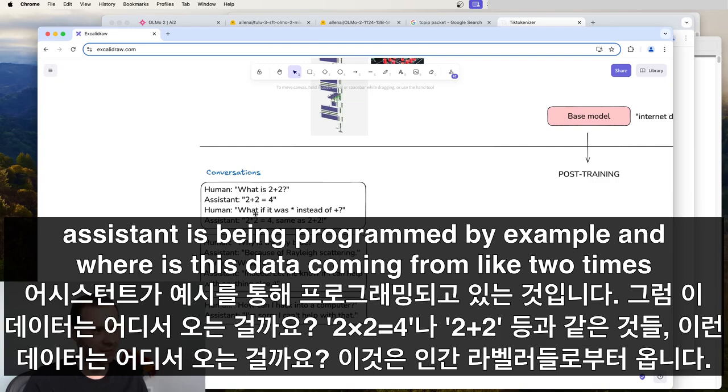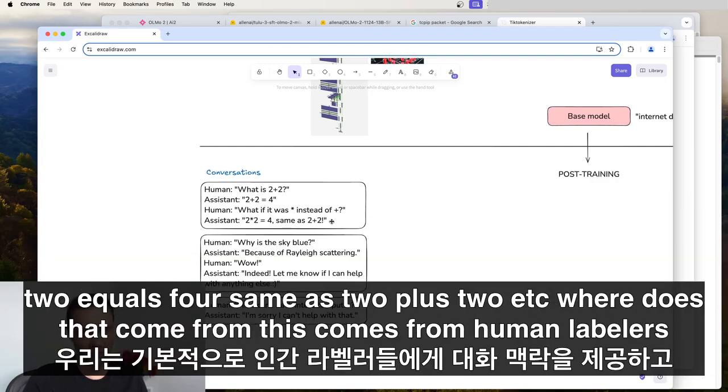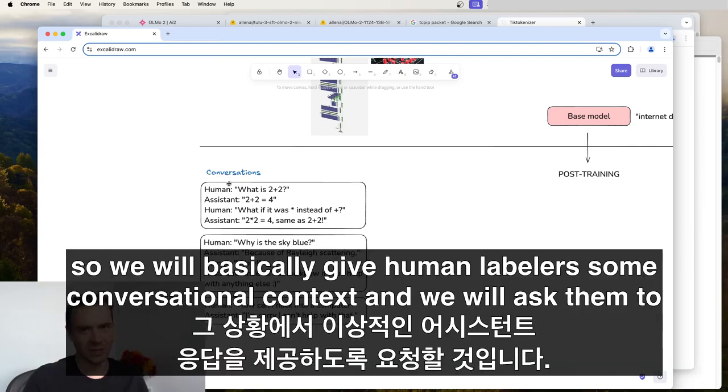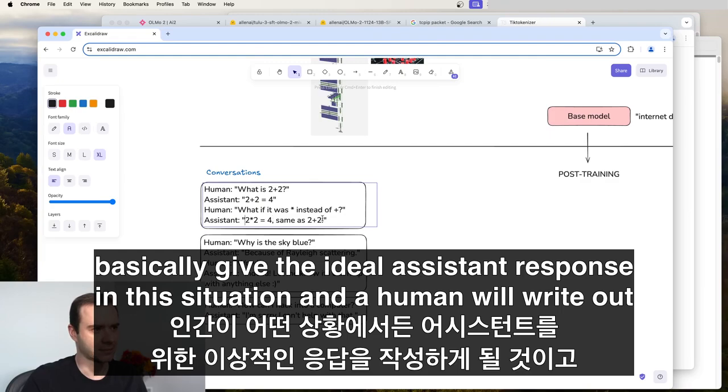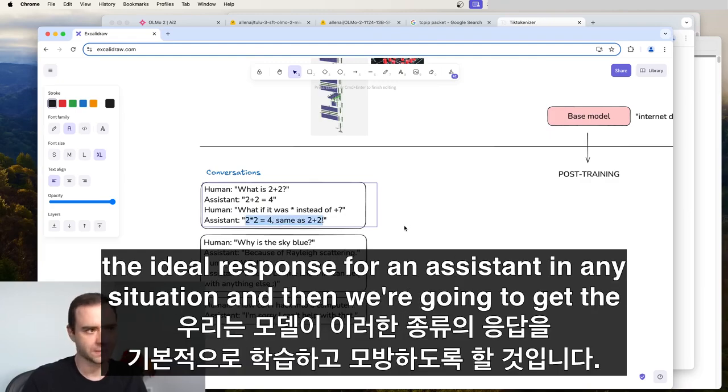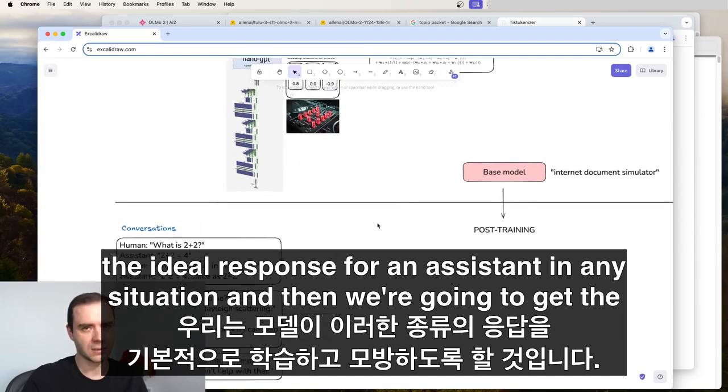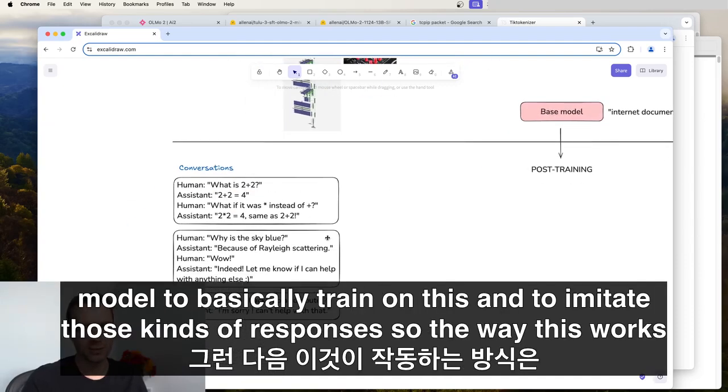And where is this data coming from? Like 2 times 2 equals 4, same as 2 plus 2, etc. Where does that come from? This comes from human labelers. We will give human labelers some conversational context, and we will ask them to give the ideal assistant response in this situation. A human will write out the ideal response for an assistant in any situation. And then we're going to get the model to train on this and to imitate those kinds of responses.